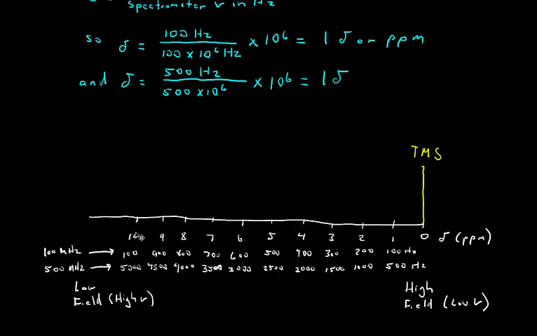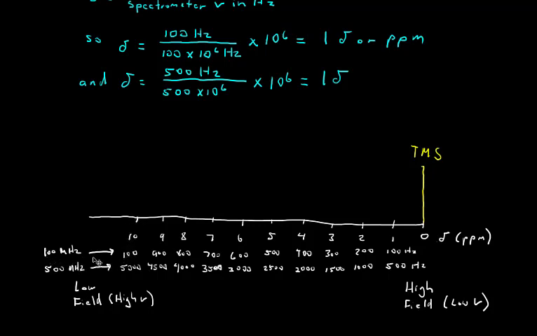I only went to about 10 here, parts per million. The farther away from TMS you get in the left direction here, the lower the field strength and the higher the frequency of the protons that are resonating. So actually it's usually one or the other depending on the type of spectrometer that you're using.